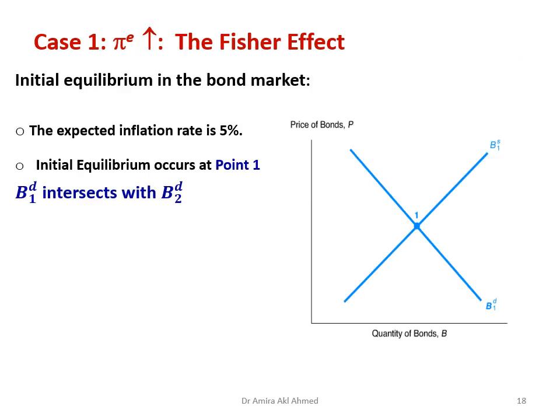In order to examine the effect of an increase in the expected inflation rate on the equilibrium interest rate, let's start with an initial equilibrium in the bond market, where the expected inflation rate is initially at 5%. Figure 4 displayed in the current slide shows the initial equilibrium in the bond market in which the original demand curve for bonds intersects with the initial supply curve of bonds at point 1.